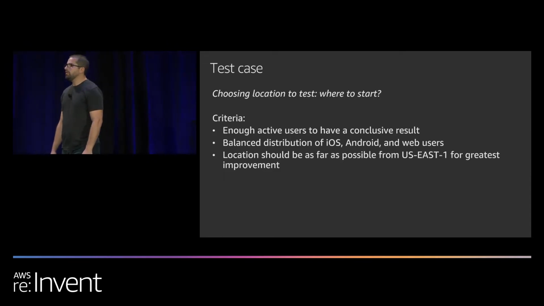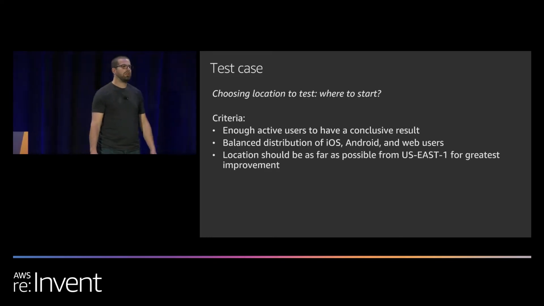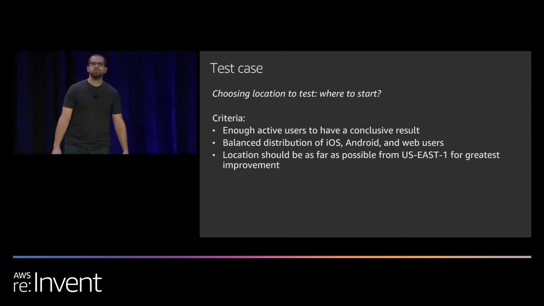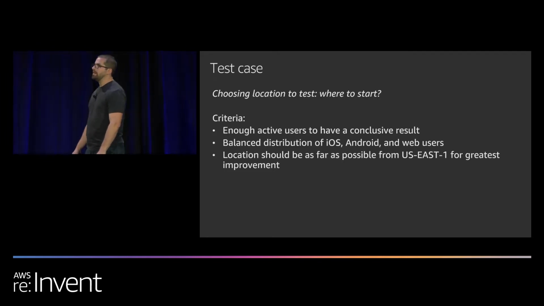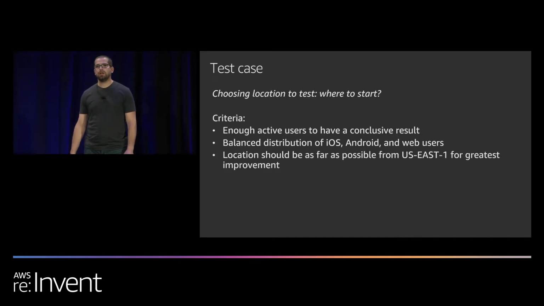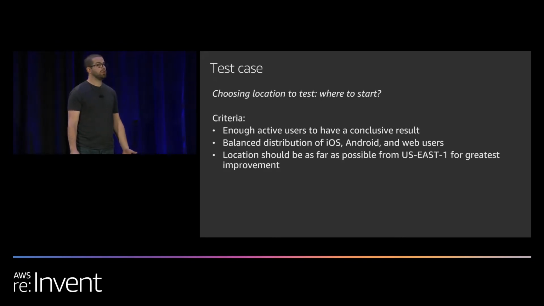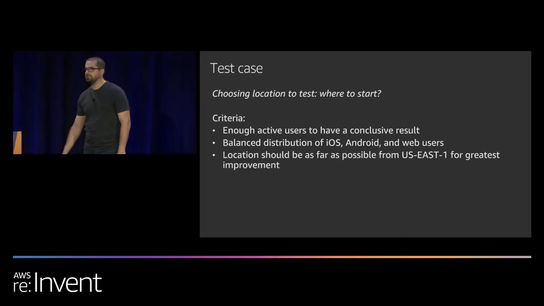And so obviously, having as many customers as Tinder does, things could potentially go wrong. Maybe our theory was not correct. Maybe we had a misconfiguration. And so we wanted to choose a test location to start, a test country. We wanted to have enough active users to have a conclusive result. We wanted to have a balanced distribution of iOS, Android, and web clients. And of course, the location should be as far as possible from US East 1 for the greatest improvement. It doesn't necessarily do us any good to perform a test in the United States. To break the suspense and spoil it, the country that we selected was Indonesia.